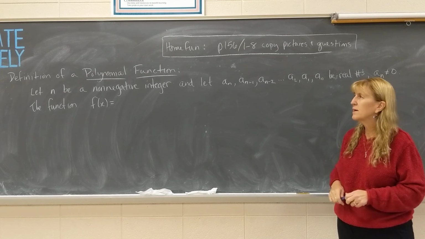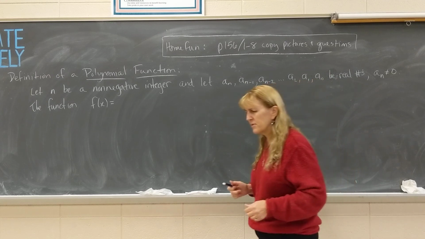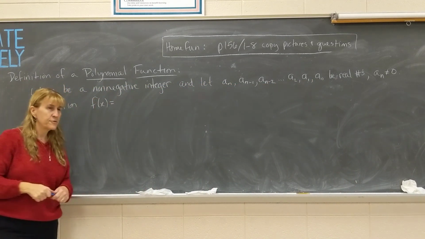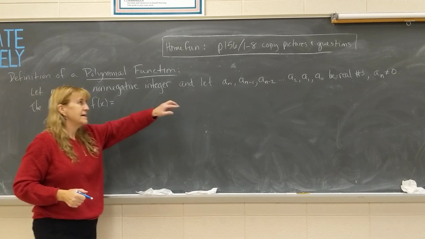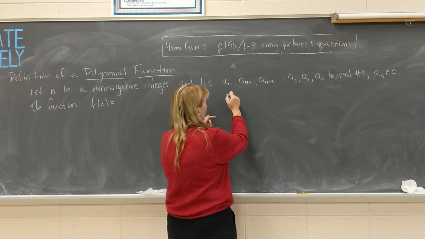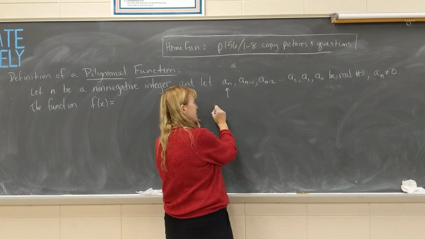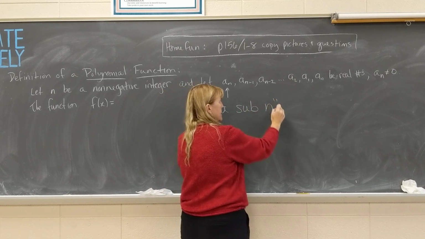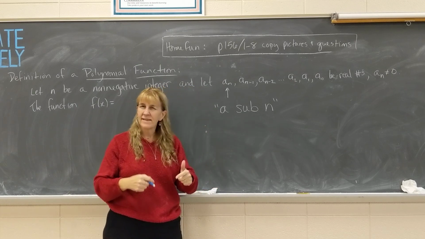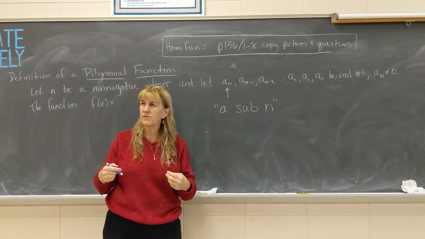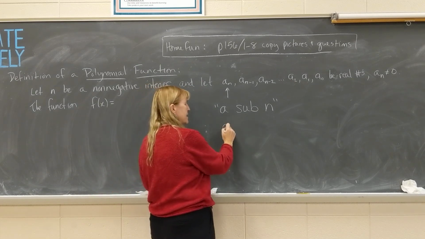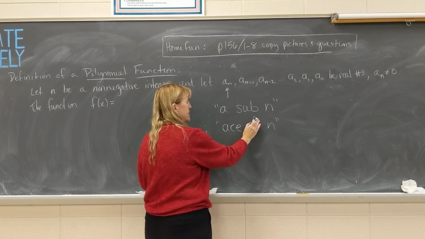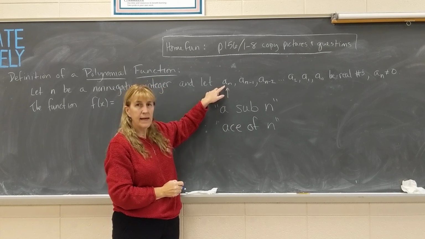Okay? So the definition of a polynomial function says that if you let n be any non-negative integer, and you let a sub n, and I'm going to say this, you're going to hear me saying this, it's a sub n. Got that? So when I say this kind of fast, sometimes students think I'm saying ace of n. And can you understand that this would mean a sub n?